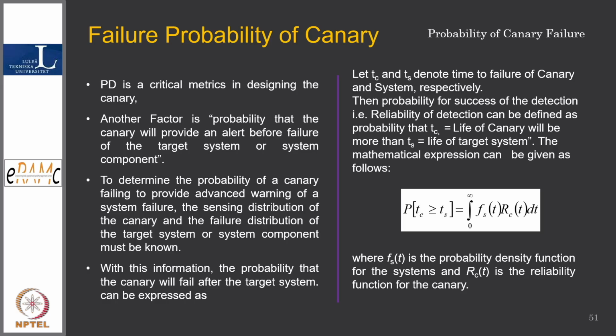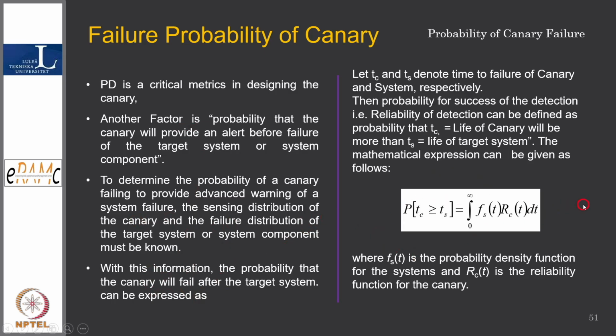So how to put it in the formulation? PD is a critical metric in designing. There is no doubt on this. Another factor is the probability that the canary will provide an alert before failure. So this is the reliability of the canary. It will provide it before the system failure occurs. To determine the probability of a canary failing to provide advance warning of the signal, the sensing distribution of the canary and the failure distribution of the target system can be used. So all these arguments we have used in formulating this formula.